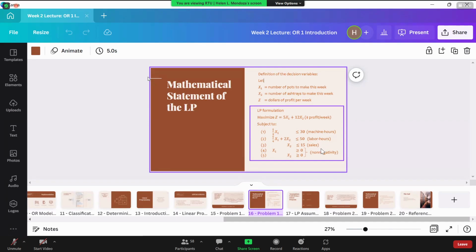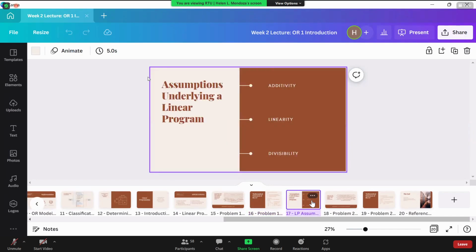Okay, wala na. Parang pa tayong problem. Pero kunin muna natin yung assumptions underlying a linear program. In linear program, we assume additivity. Ano yung additivity? Kanina nakita natin that we have considered two products, pots and ashtrays.